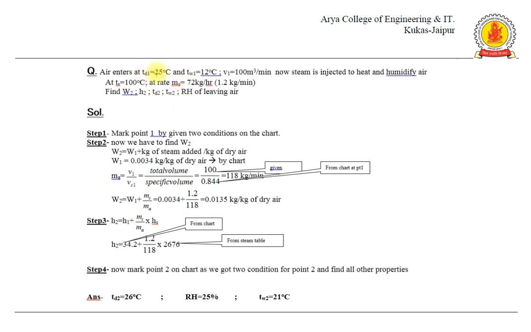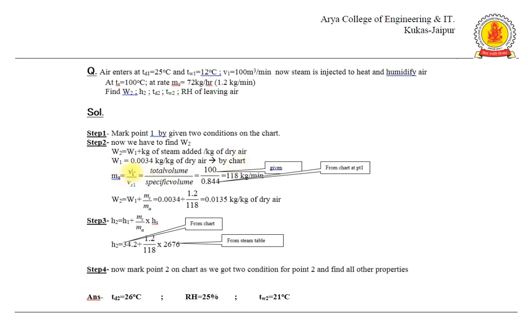So air at entry has got two values, 25 and 12. By the two values we can mark point 1, the entry point. By given any two conditions on the chart, we will mark it on the chart, and if we have got a point then we can find specific humidity at this point. Now specific humidity at the second point, that is our question, we have to find W2. W2 is equal to W1 plus kilogram of steam added per kilogram of dry air. W1 we will get from the chart, that is 0.0034 kilogram per kg of dry air. We will get it by chart.